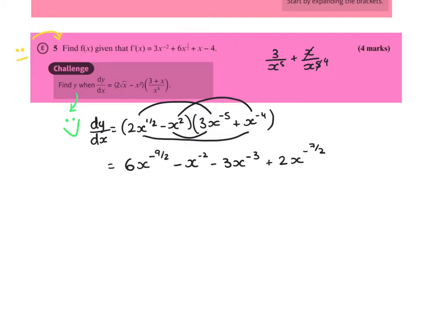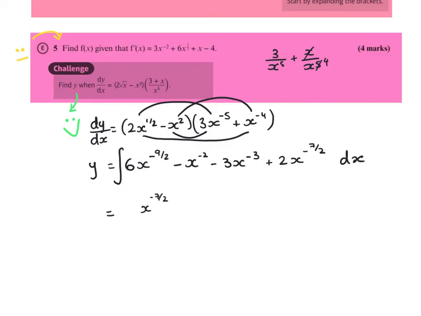So then, is that right? Yes. Okay, so now what we're going to do is to find y, we need to integrate this with respect to x. So, step 1, increase the power by 1, minus 7 over 2.